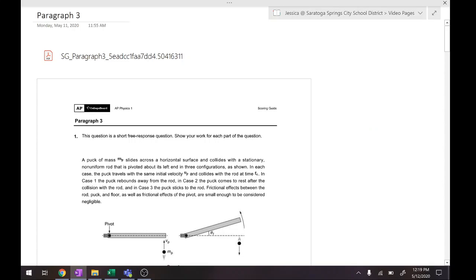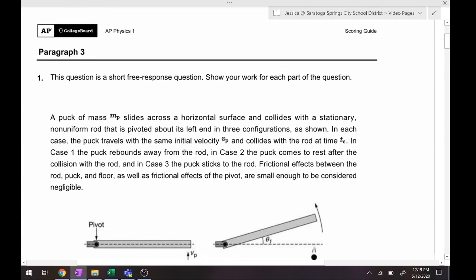Okay, so this is the solution video for paragraph 3, and this is actually a problem that we did in class, so if it looks familiar, that's why. So we have a puck of mass MP sliding across a horizontal surface and colliding with a stationary non-uniform rod that's pivoted about its left end in the three figures as shown.